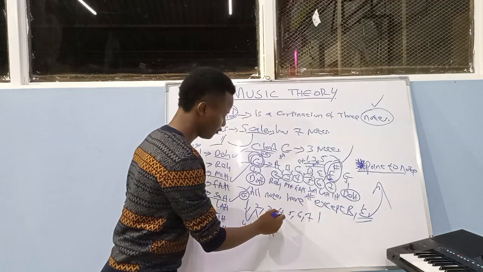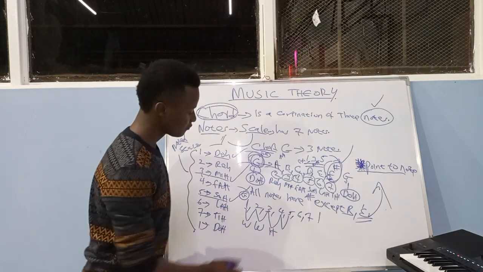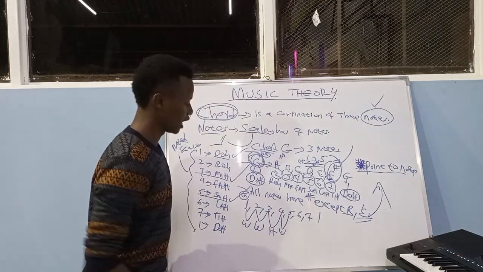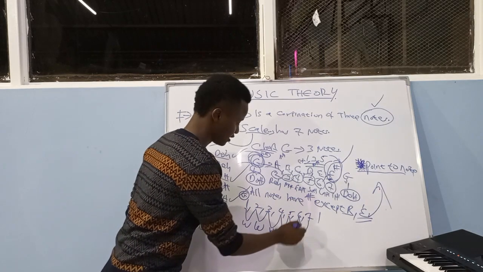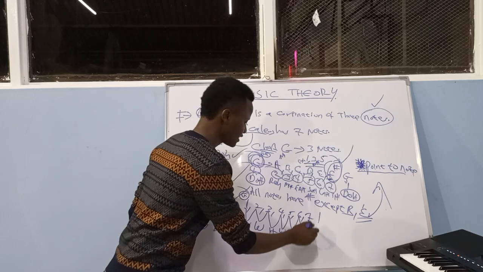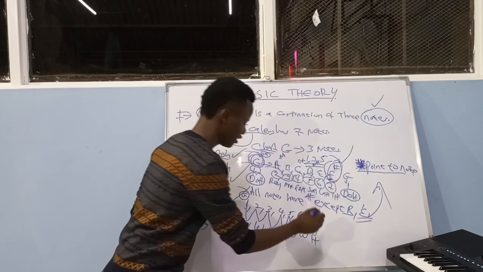Then from 4 to 5, we have a whole step. Then from 5 to 6, we have a whole step. Then from 6 to 7, we have a whole step. Then from 7 to 1, we have a half step.